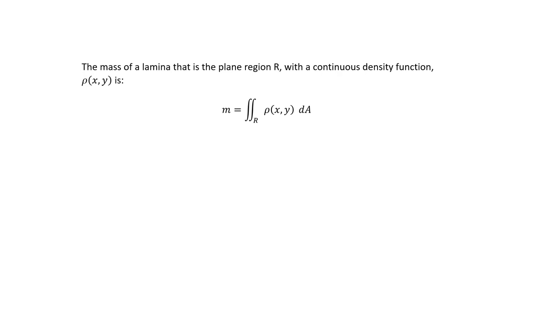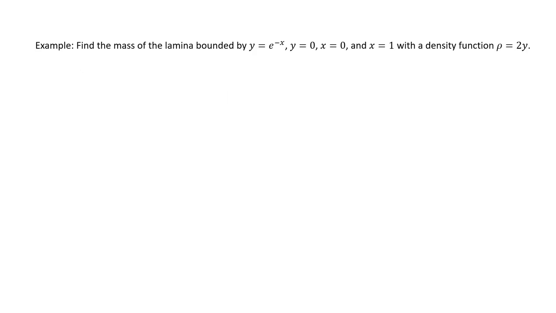So if we have a lamina that is in the plane region R with a continuous density function rho, then to find the mass, we're going to integrate the density over the area of that region. So here's an example. Let's see if we can find the mass of the lamina bounded by y equals e to the negative x, y equals 0, x equals 0, x equals 1, and our density function is rho equals 2y. So the density of this object increases with the y values.